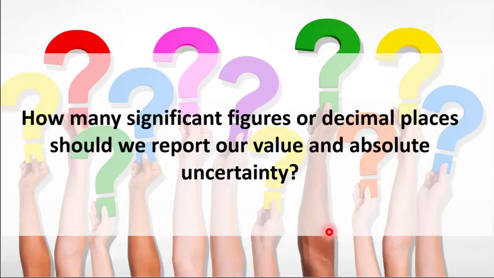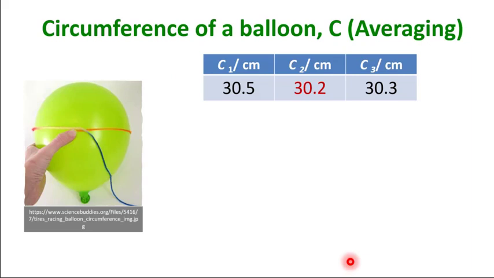The next question we will want to address is, what is the appropriate number of significant figures or decimal places that we should use in reporting our measurement and its uncertainty? To address the question, let us go back and look at our previous example where we determined the circumference of a balloon. However, in this case, we're going to adjust one of the measurements a little.